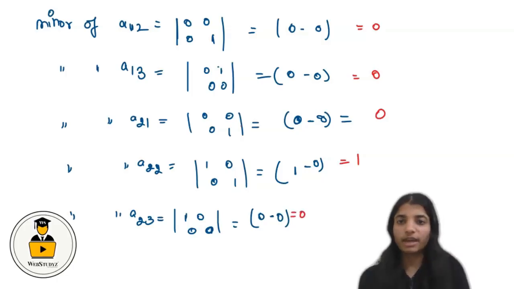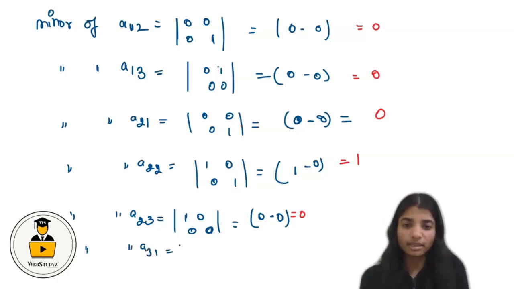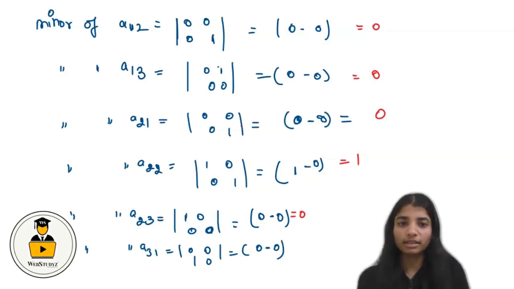Now in the same way, finding the minor of A31, cancelling the row and column in the determinant in which A31 lies, and write the rest in the form of a determinant. So this is 0 0 1 0. Now find its determinant: 0 multiplied by 0 is 0, and 1 multiplied by 0 is 0. So we get the minor of this equal to 0.